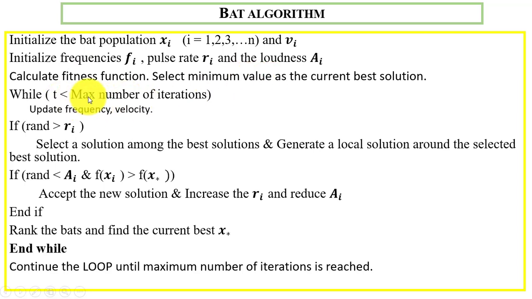After that we will check the condition. If this condition is true, then we will update the frequency and the velocity for each bat. After that, if this condition is true, then we will select the best among all and we will generate a local solution around the best. Then we have this condition, then we will check. If this condition is true, then accept the solution and we will increase the pulse rate and reduce the loudness. After that, we will rank the bat and find the current best. We will repeat this loop until the maximum number of iterations is reached or the condition is met.